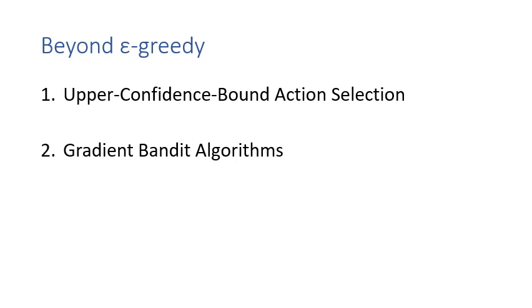Epsilon greedy is simple and effective, but do we have any other choice? The answer is absolutely yes. We'll see two other algorithms. The first one is upper confidence bound action selection, and the second one is gradient bandit algorithm.